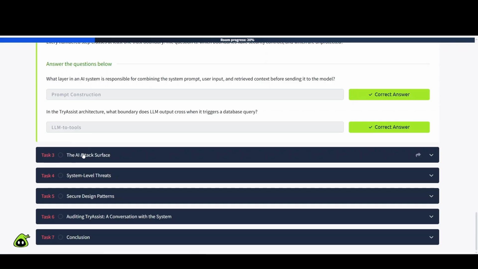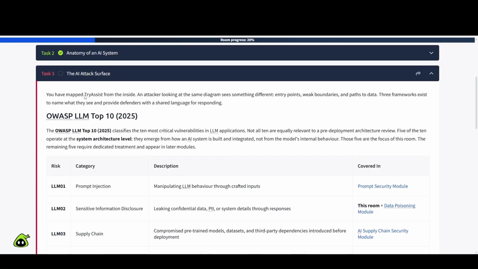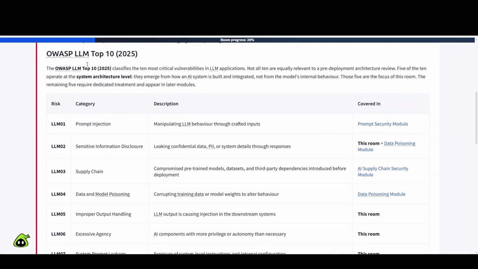Okay. Task number 3, we're going to talk about the AI attack surface. You have mapped TryAssist from the inside. An attacker looking at the same diagram sees something different: entry points, weak boundaries, and paths to data. 3 frameworks exist to name what they see and provide defenders with a shared language for responding. So we have the OWASP LLM Top 10 2025. It classifies the 10 most critical vulnerabilities in LLM applications.